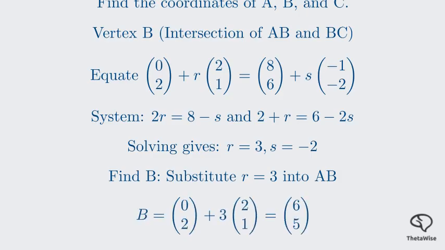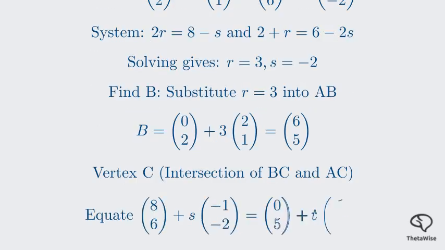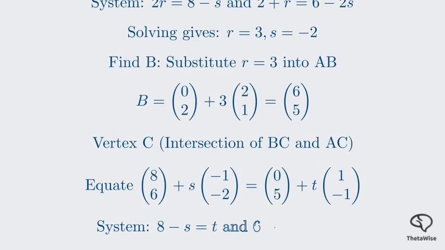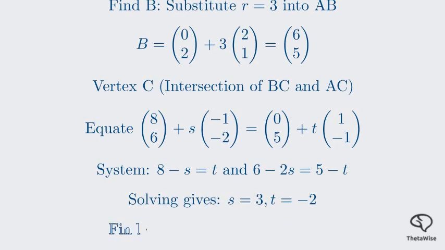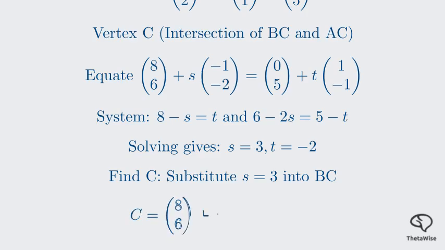Next, let's find vertex C, the intersection of BC and AC. Equating the equations for BC and AC gives us a system for parameters s and t. Solving this system gives s equals 3 and t equals 2. Substitute s = 3 into the equation for line BC. Point C is (8, 6) plus 3 times (1, 2), which is (5, 0).